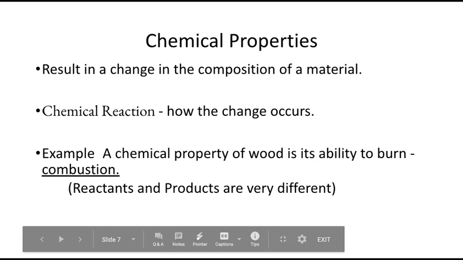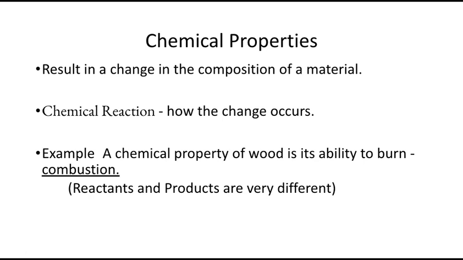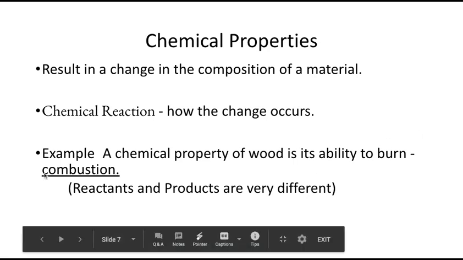Now, chemical properties actually result in the change of the composition of the material, where physical properties do not change the material, chemical properties change the material. So this happens through chemical reactions. There are multiple different chemical reactions, which we will get into later in this quarter. One example here is this idea of combustion, or basically burning things. So a chemical property of wood is its ability to burn, going through this process of combustion.